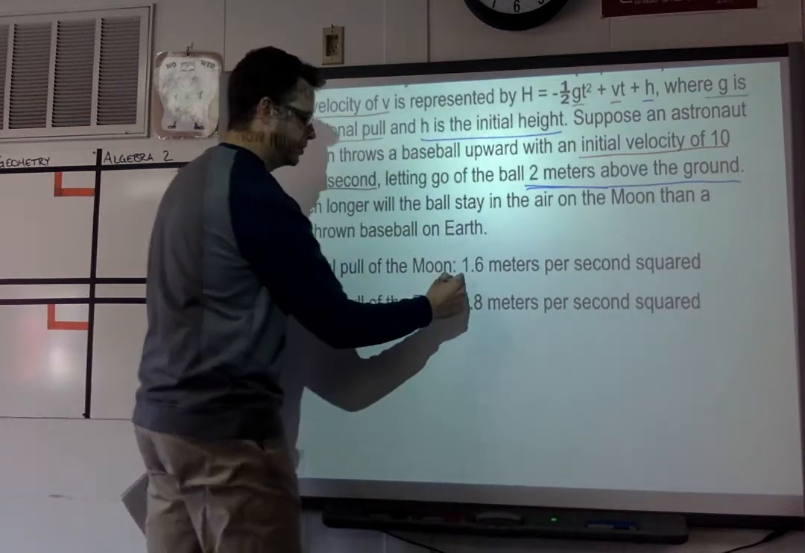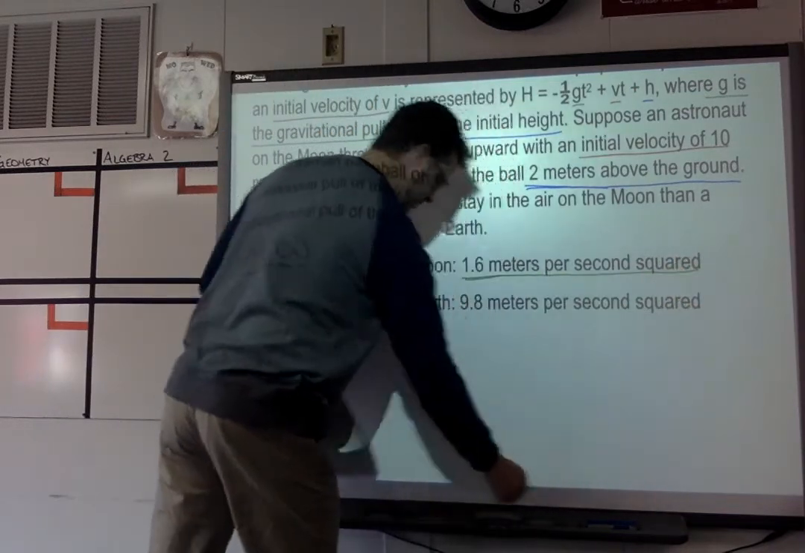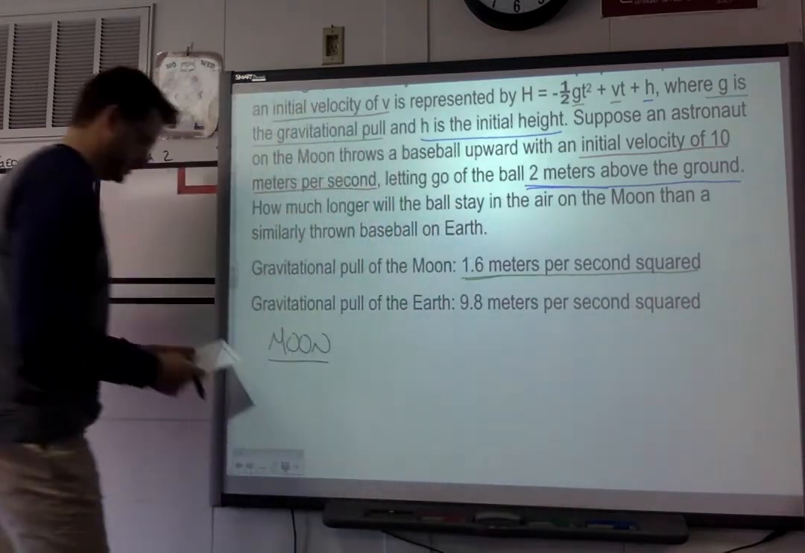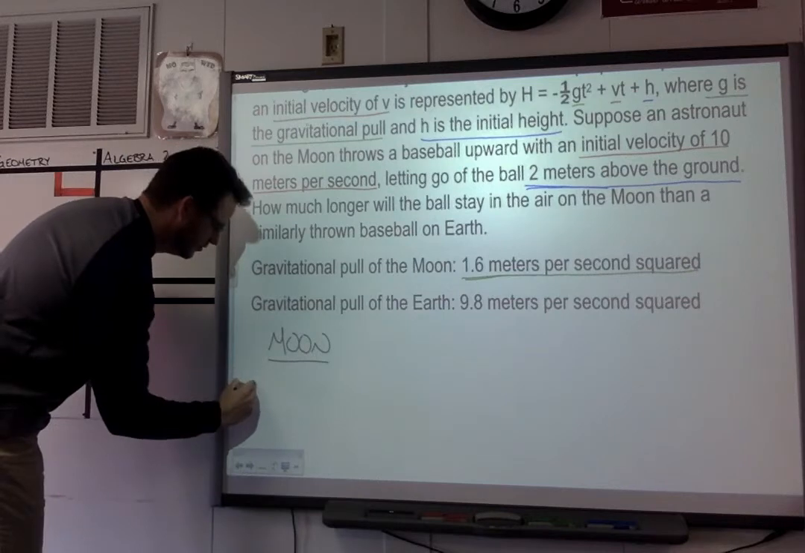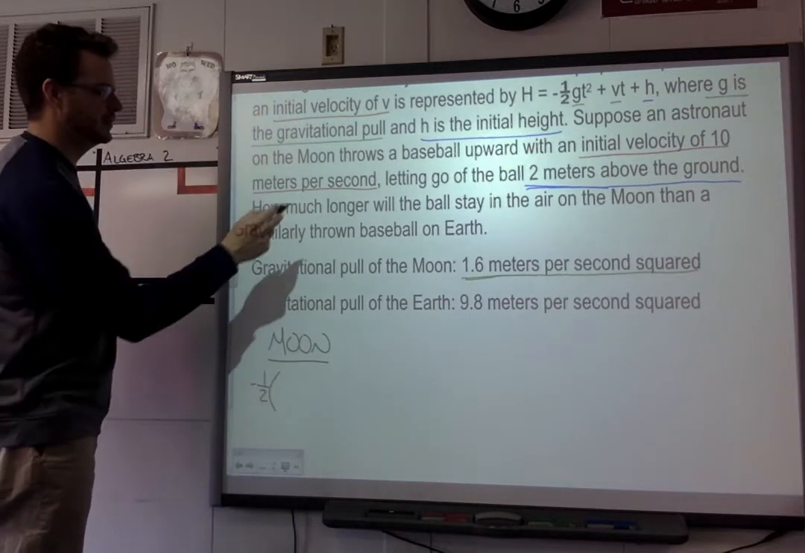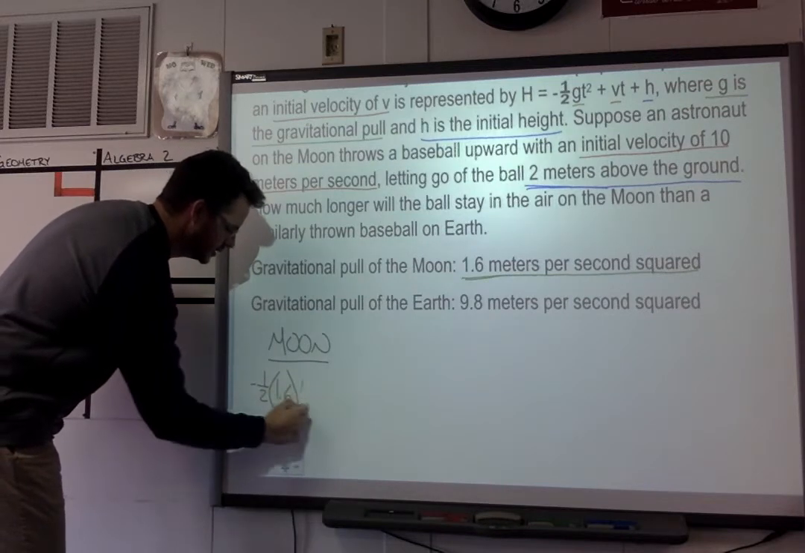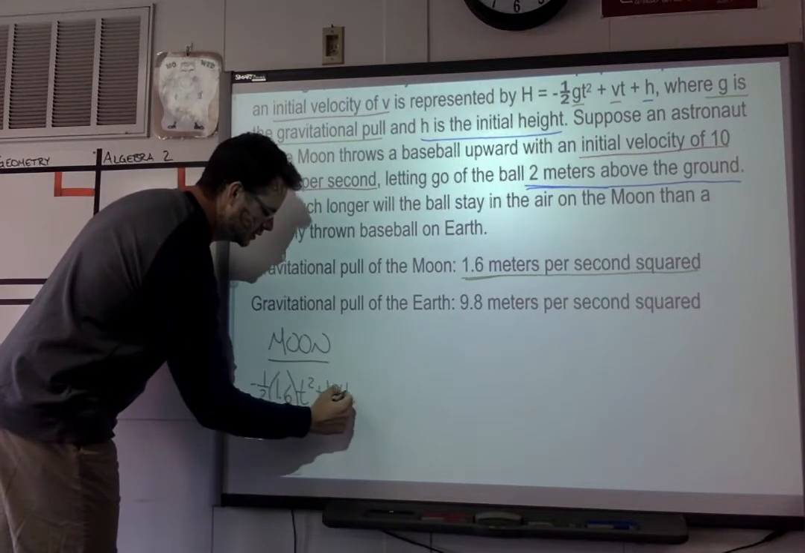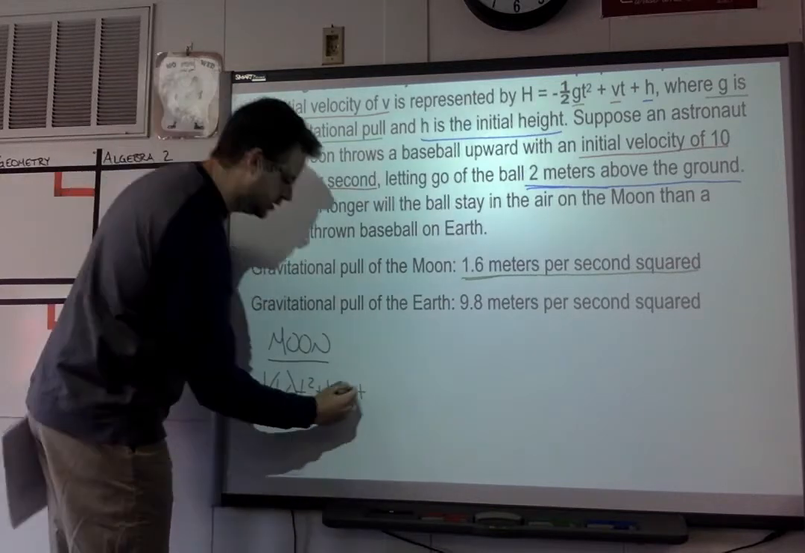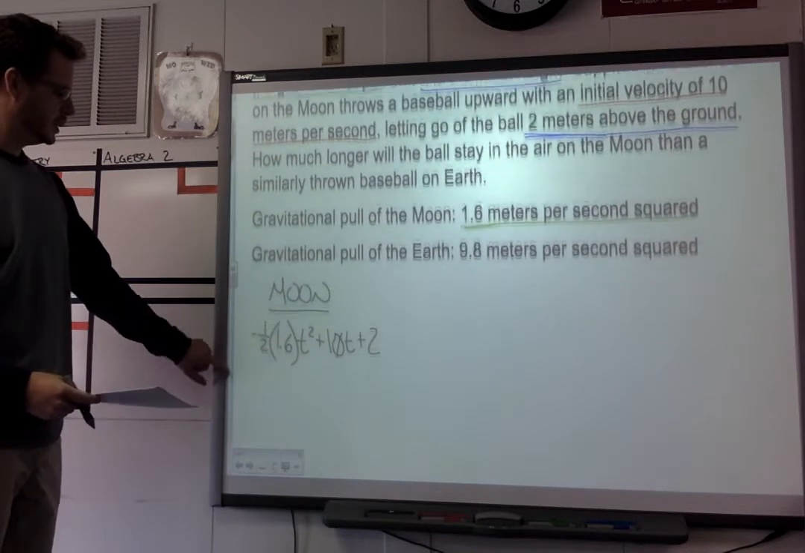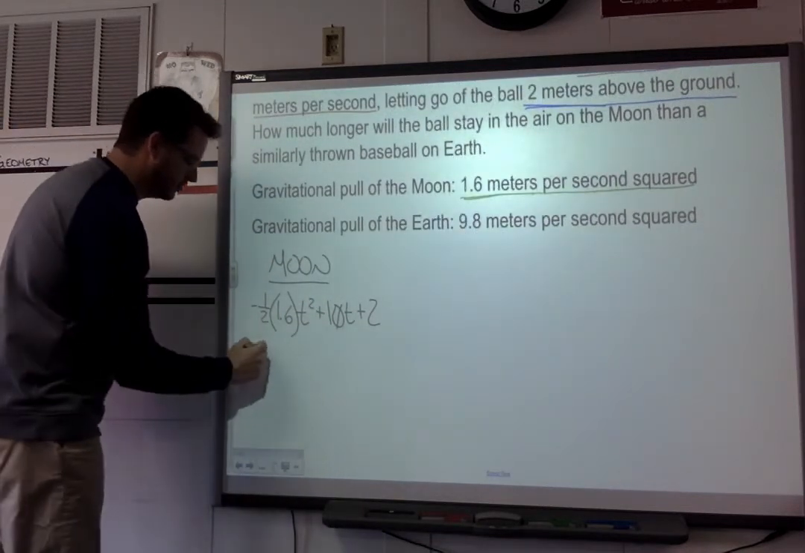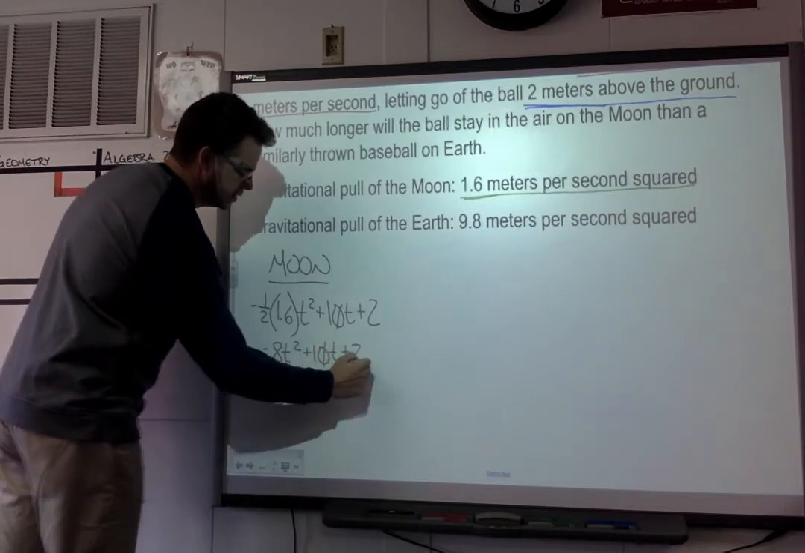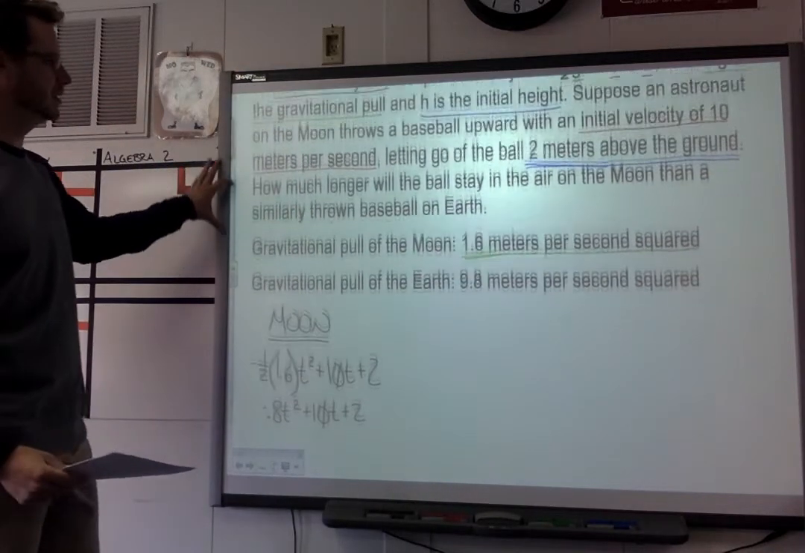On the moon, that gravitational pull is going to be 1.6 meters per second squared. So using our color coding, let's plug in the values needed. Our original equation: negative 1/2 times g, the gravitational pull, which is 1.6, times t squared, plus the initial velocity, 10, times t, plus the initial height, 2. If I multiply 1.6 by negative 1/2, I get negative 0.8 t squared plus 10t plus 2.